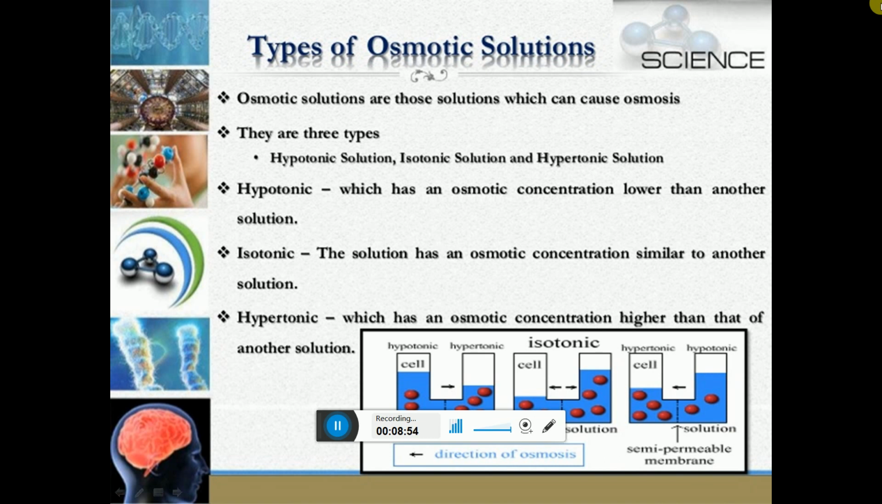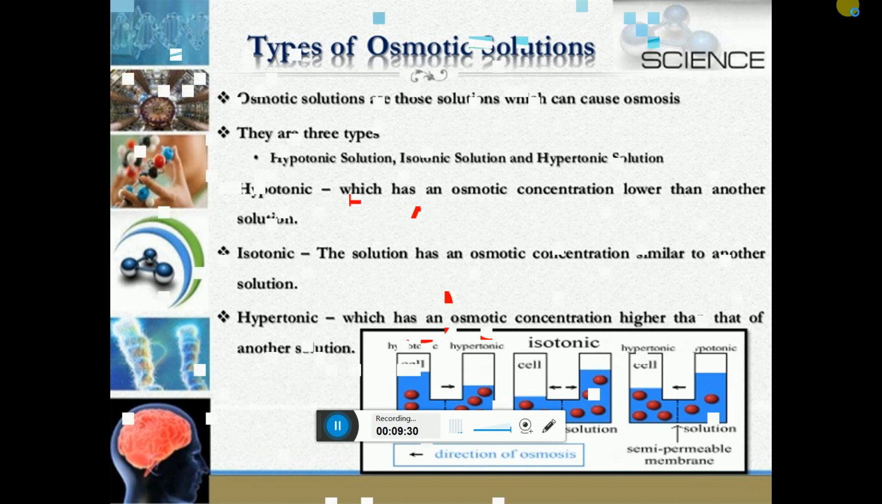Lastly, if the medium has a lower concentration of water than the cell, meaning that it is a very concentrated solution, the cell will lose water by osmosis. Such a solution is known as a hypertonic solution. Again, water crosses the cell membrane in both directions, but this time more water leaves the cell than enters it. Therefore, the cell will shrink. These are the examples of the solutions of osmosis. Thank you.